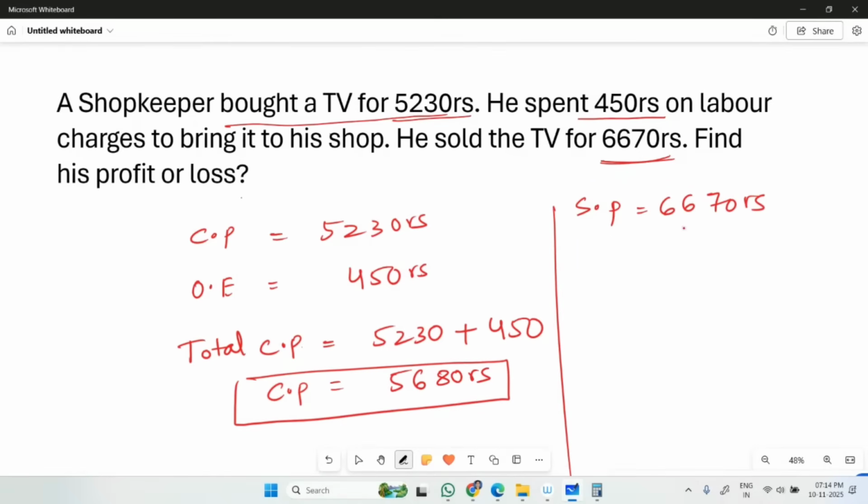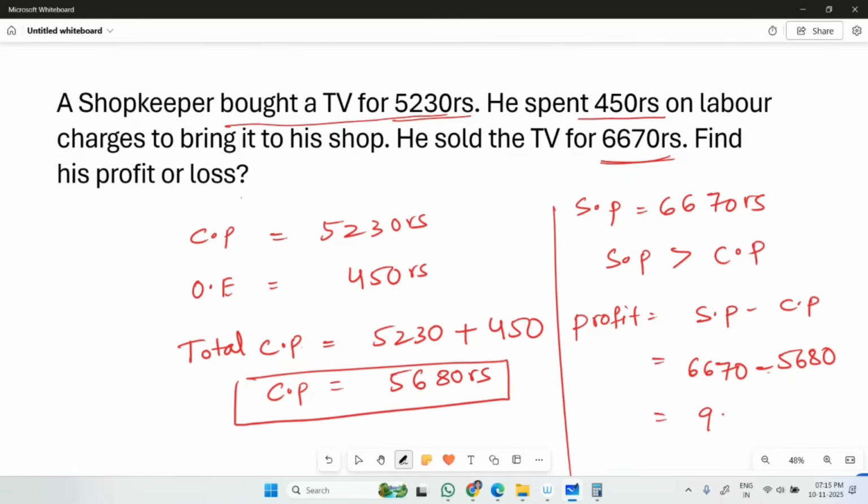Let's check whether selling price is greater than cost price or less than cost price. Selling price is greater than cost price. So obviously it is profit. So profit formula we know, which is selling price minus cost price. That is 6670 minus 5680, which is nothing but 990 rupees. So that shopkeeper got a profit of 990 rupees. Okay, this is how we calculate the overhead expenses.